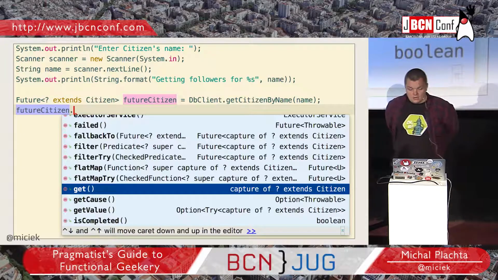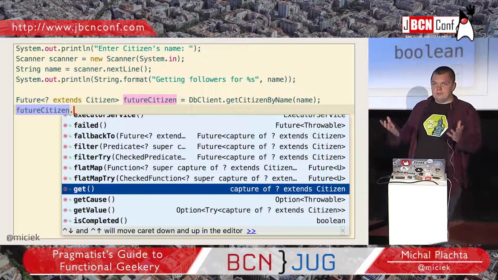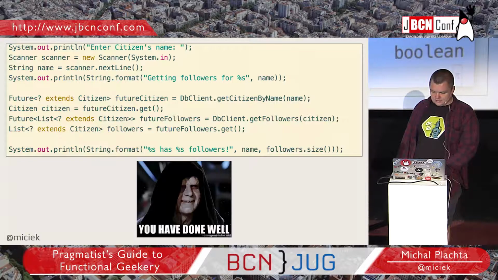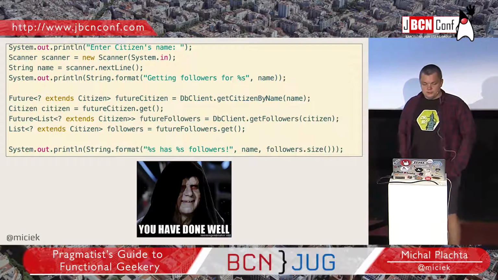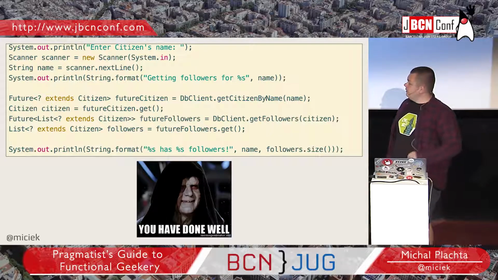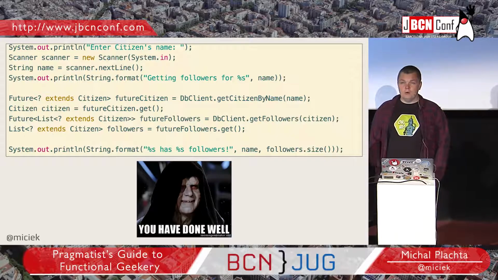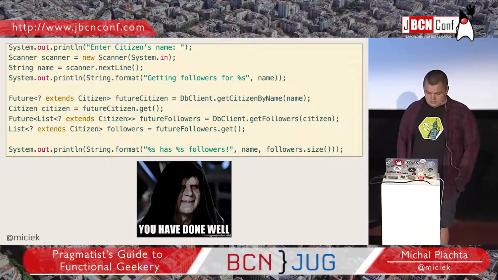One of the things we can see is get. What it does is it just unwraps the value from the future. So let's do that, and let's repeat the same procedure for getting the followers. And we are able to print the followers to the console. So we have done well, right? We have done well, or did we?